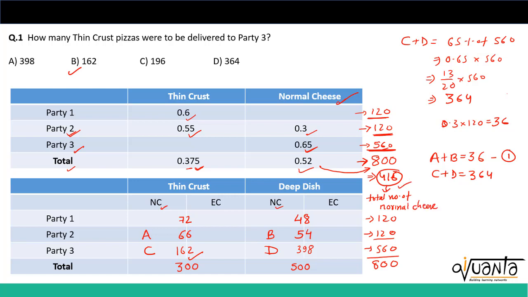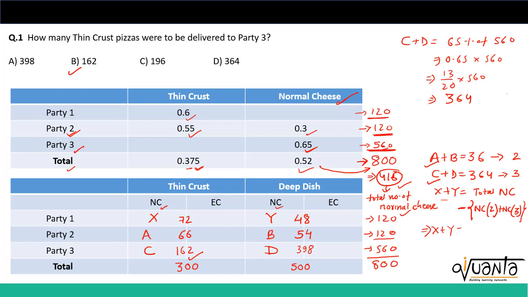Now we have the total number of normal cheese pizzas for party 2 and party 3. So let us assume that the number of normal cheese pizzas here is x and here is y. So x plus y will be the total number of normal cheese pizzas in party 1. What will be the value of x plus y? It will be the total number of normal cheese pizzas minus the normal cheese pizzas in party 2 plus the normal cheese pizzas in party 3. So x plus y will be the total normal cheese, which is 416, minus the normal cheese in party 2, which is 36, plus 364, which gives us x plus y as 16. Hence the number of normal cheese pizzas in party 1 is 16.